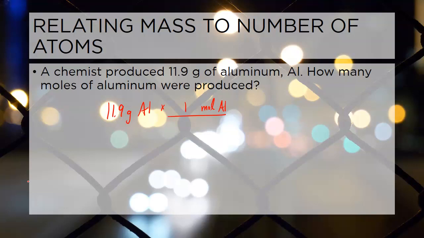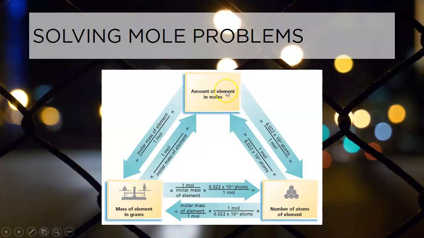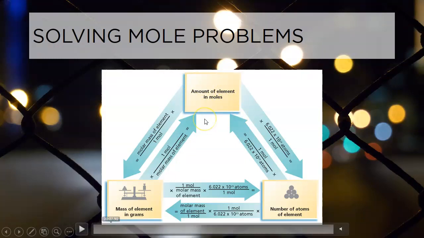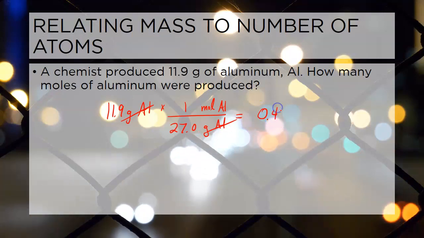Remember, I divide based on my triangle. I divide whenever I'm going from the amount of grams to the amount of moles. And when all is said and done, 11.9 divided by 27 should give me 0.441 in your calculator. Any questions on that?